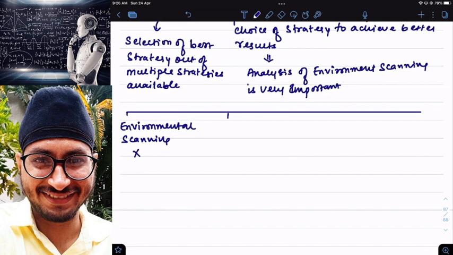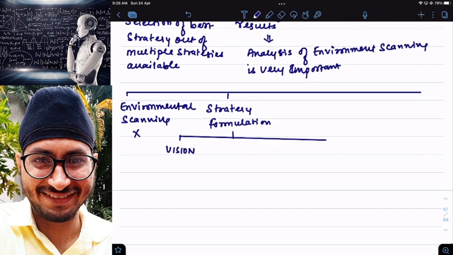Then the second one is strategy formulation. Strategy formulation has 3 things. One is vision. Clear? Vision. Second one is objective. And third one is mission. Clear? Third one is mission. So strategy formulation is divided into how many parts? Vision, objective, mission. These 3 we have in our syllabus. Environmental scanning, step number 1, we don't have in our syllabus. In this chapter we have vision, objectives and mission.